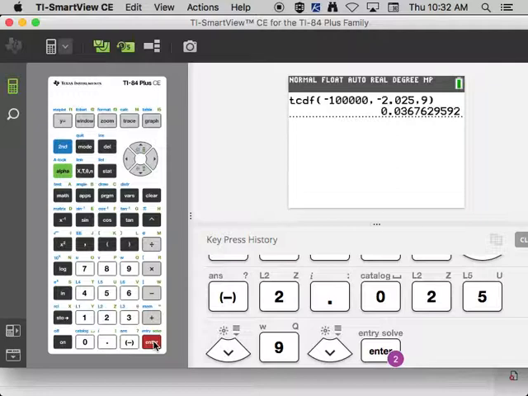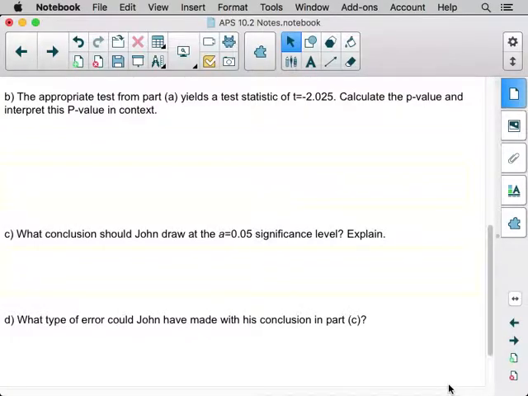Do I need to multiply it by 2? Because sometimes that's a thing, sometimes it's not. No. Why not? It's a one-tail test, right? The alternative actually has a specific direction. If it were not equal to, isn't that where we double this? Right? All right, so here's our p-value.